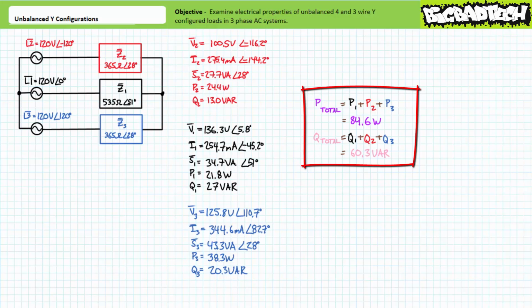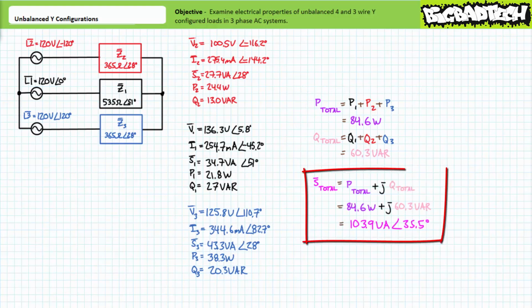Similarly, total reactive power for this system equals the summation of individual reactive powers. Substituting our given values yields a total reactive power figure of 60.3 VARs. Again, note for an unbalanced condition, one cannot simply multiply an individual branch reactive power figure by 3 because they're no longer identical. Given the total real and total reactive power figures, we can now package these as the real and imaginary components of a rectangular number, 84.6 watts plus j60.3 VARs, and then convert it to polar form as 103.9 volt amperes at an angle of 35.5 degrees, which yields our total apparent power figure.